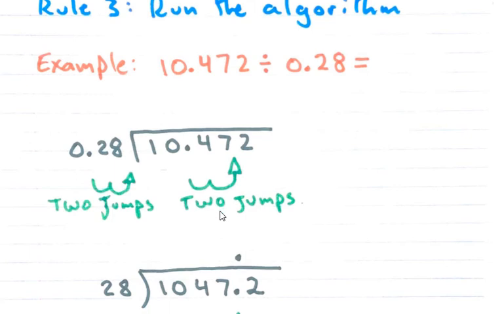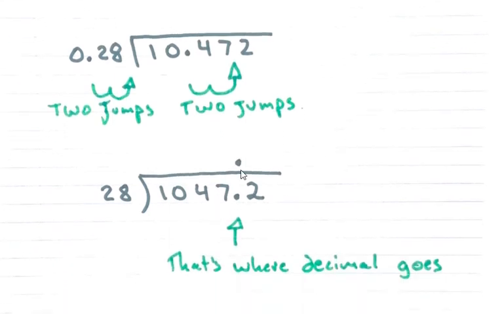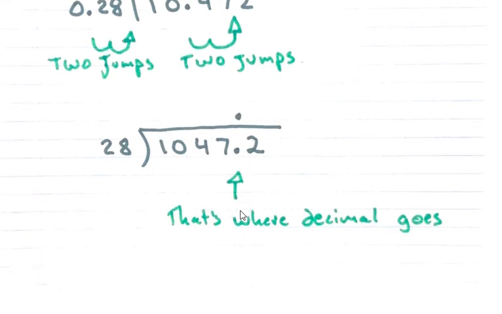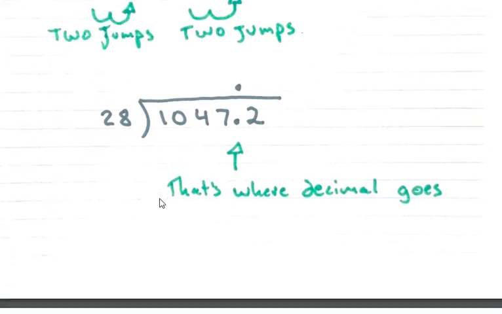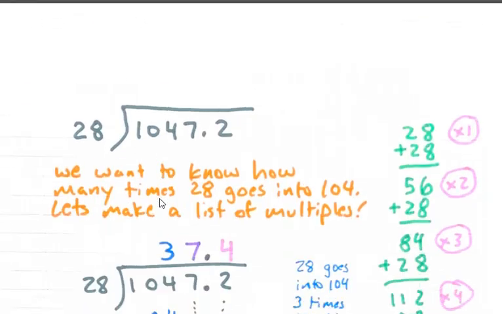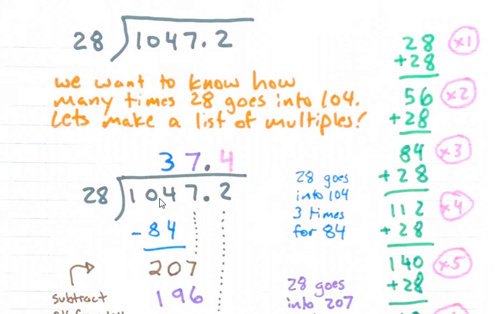Now that we have the decimal place where we want it, the decimal point is between the 7 and the 2. There ain't nothing going to move it. Now we have to do rule 2, which is to get the multiples of the divisor, the multiples of 28. Build the ladder and the ladder will help. There's nobody who learns the multiples of 28 in school. So we just have to build ourselves a ladder to help.